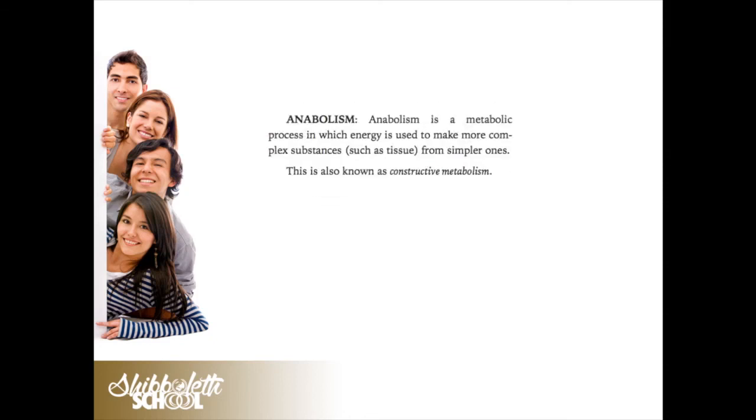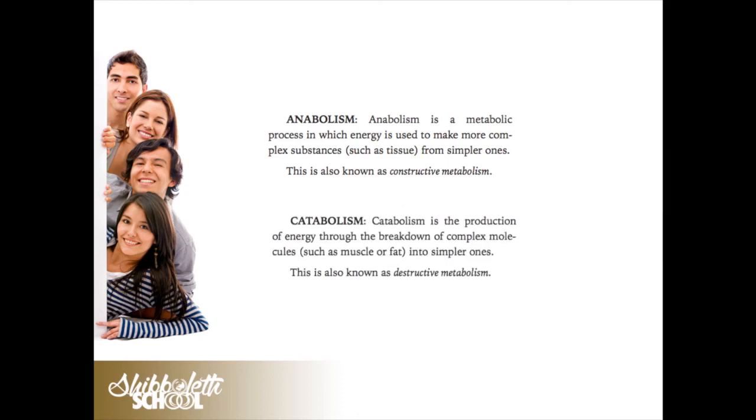Anabolism. Anabolism is a metabolic process in which energy is used to make more complex substances, such as tissue, from simpler ones. This is also known as constructive metabolism. Catabolism. Catabolism is the production of energy through the breakdown of complex molecules, such as muscle or fat, into simpler ones. This is known as destructive metabolism.